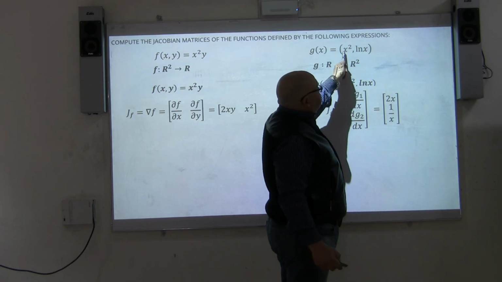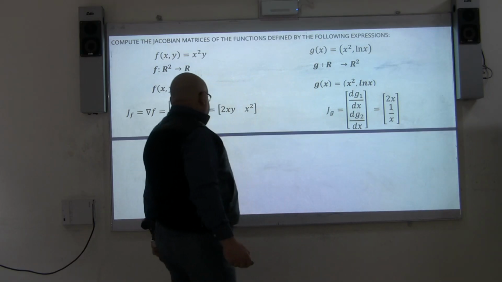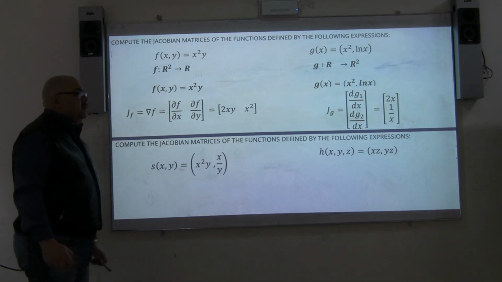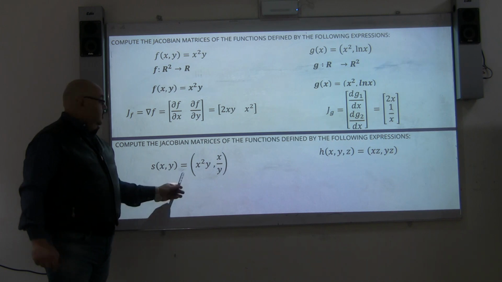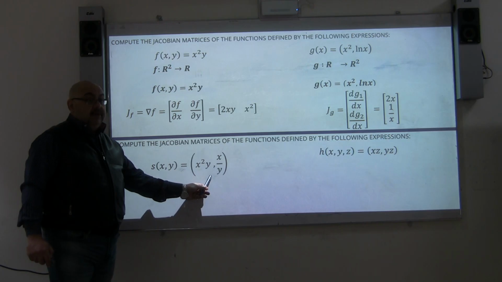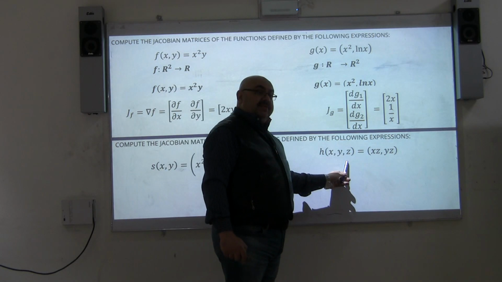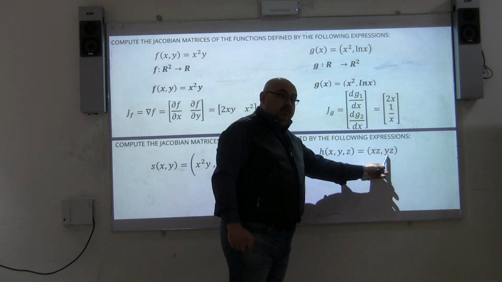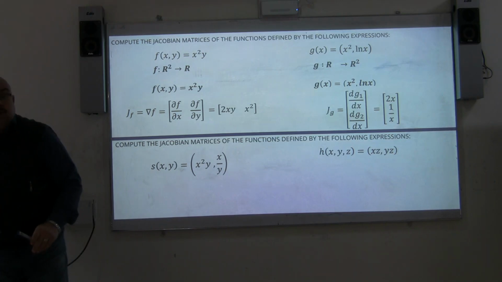So for f1, it's going to be 2x, for f2, it's going to be 1 over x, as you can see. Look at these problems. This is running from R2 into R2. So I will need the Jacobian. Also, this is running from R3 into R2. Okay, can you give me the dimension of the Jacobian in each case?